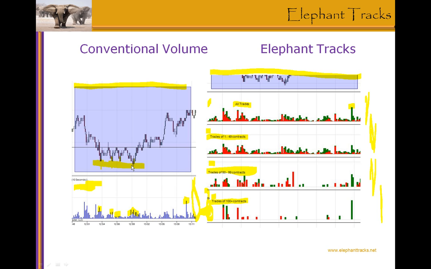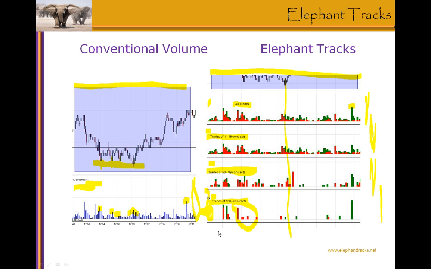Question is, whose volume is that? Is that the large traders, small traders, somewhere in between? Is it across the board? Well, with elephant tracks, we can figure that out. What we're looking at, if I can kind of draw a straight line here, is approximately in there. Not a perfectly straight line. But what you'll notice is that in this area, here's what I want to draw your attention to, is on the way to this price breakthrough, we had some selling by the large traders.